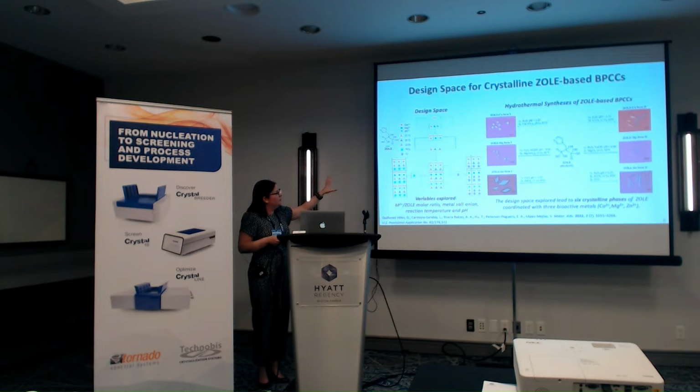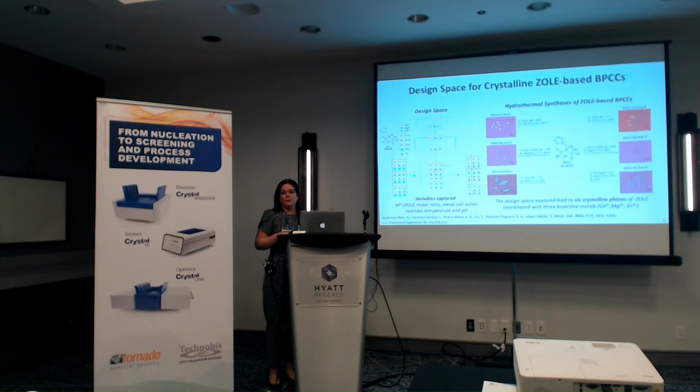And so we basically explored different variables to make these materials: the metal to salt molar ratio, the salt anion, the reaction temperature, and the pH. And these crystals, these 6 phases that were produced, zoledronate calcium form 1 and form 2, zoledronate magnesium form 1 and form 2, and zoledronate zinc form 1 and form 2, were made in either the Crystalline or the Crystal Breather. So we use those in reaction crystallization systems to carry out these crystallization experiments as part of our searching for these crystal phases.